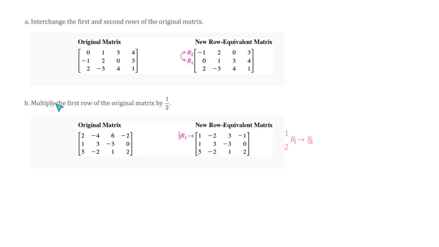Okay, the letter B says multiply the first row of the original matrix by a half. And so here we're going to multiply the first row. Let me go ahead and use my pen really quick. Okay, so we're multiplying by a half.